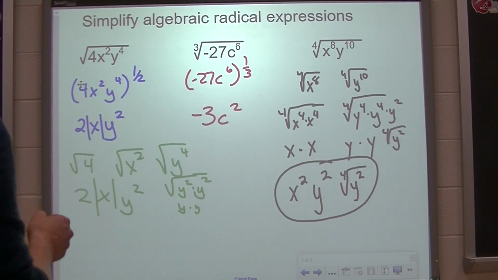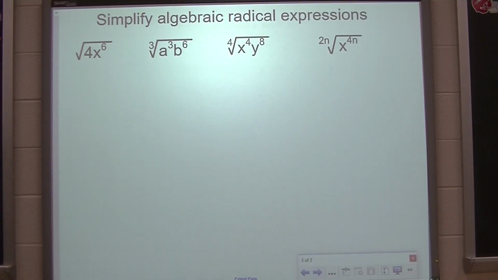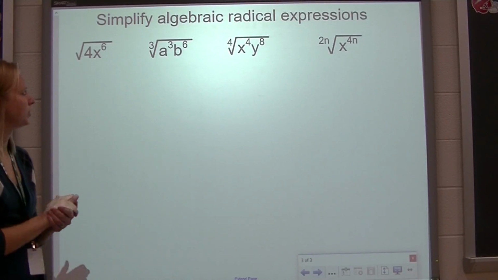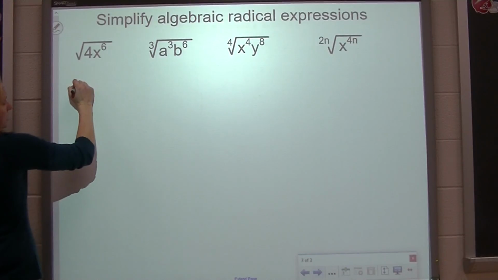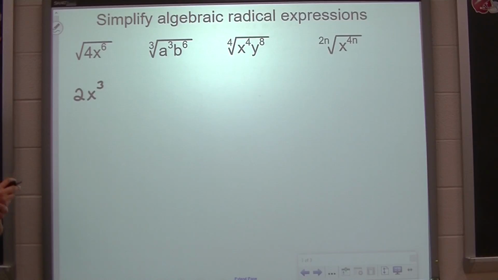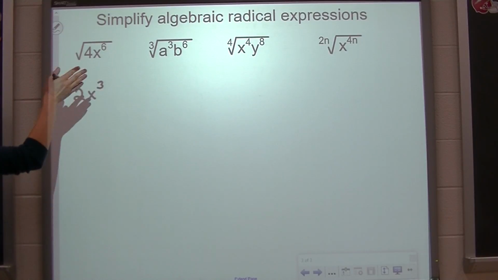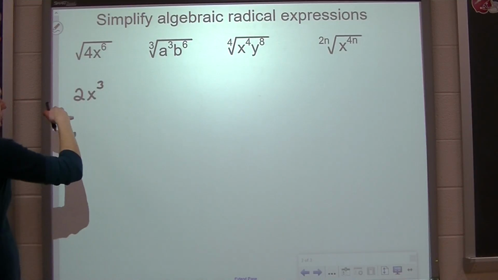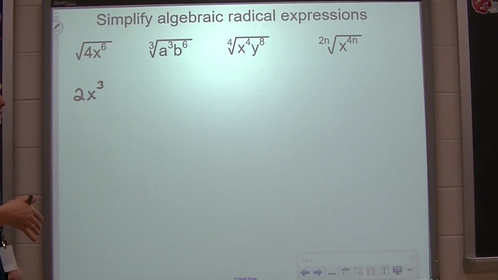And then, sorry, I forgot I had another page here. Simplify more algebraic radical expressions. The square root of 4x to the 6th is going to be 2x to the 3rd, again, because that can be x squared, x squared, x squared, or 4 to the 1/2 power is 2, and then x to the 6th to the 1/2 power is x cubed.